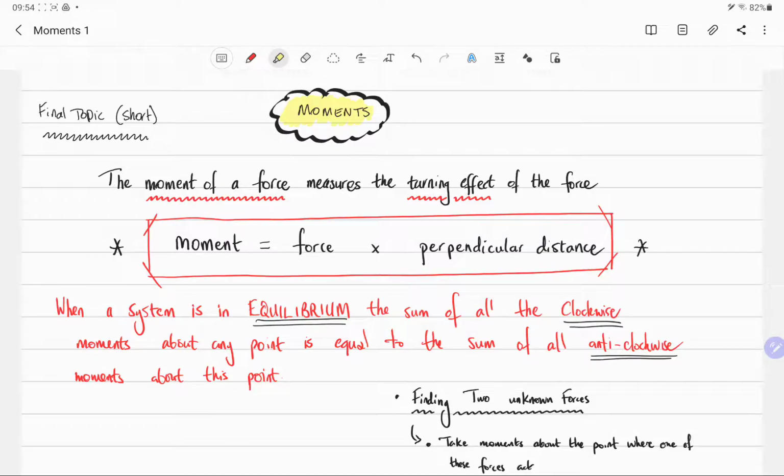So here's a few notes just taken from the textbook. The moment of a force measures the turning effect of the force. A moment is a force multiplied by a perpendicular distance. So when a system is in equilibrium, the sum of all the clockwise moments about any point is equal to the sum of all anti-clockwise moments about a point.